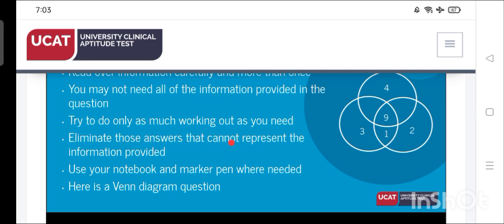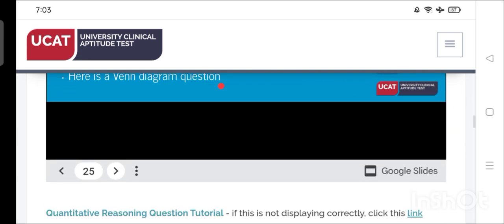Eliminate those answers that cannot represent the information provided. You can eliminate those answers that you think are not related to the information presented to you. You can use your notebook and marker pen where needed to draw your information, to conclude your answers, to write out on your notebook. So here is a Venn diagram question.